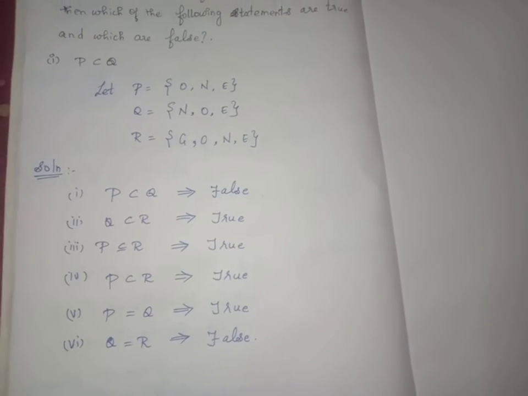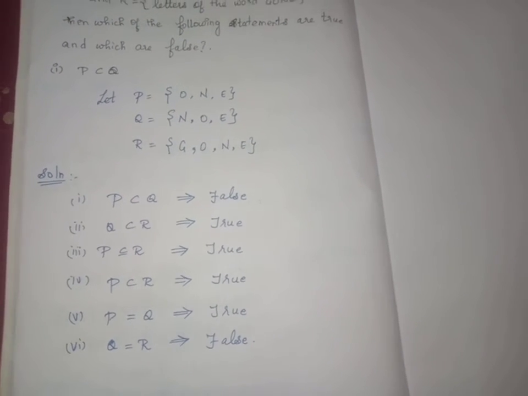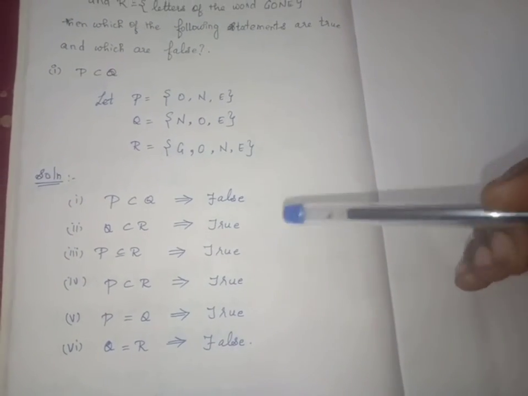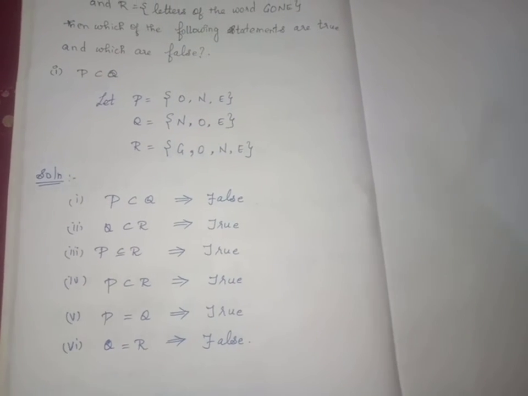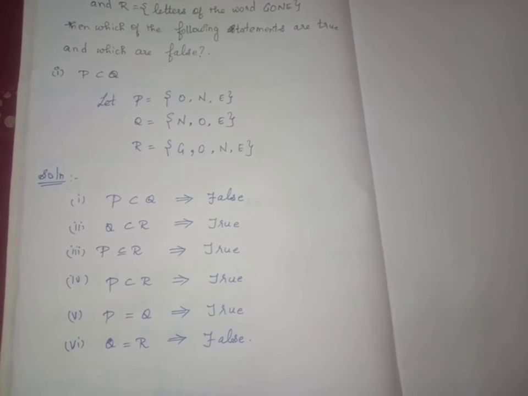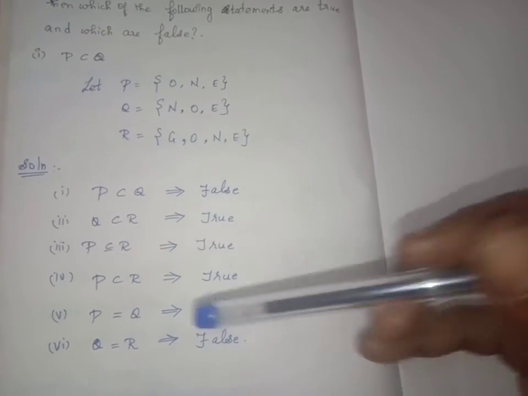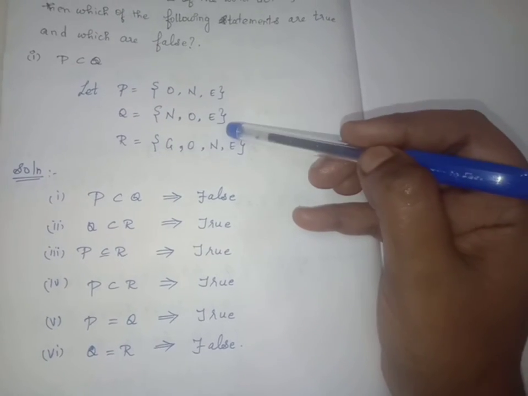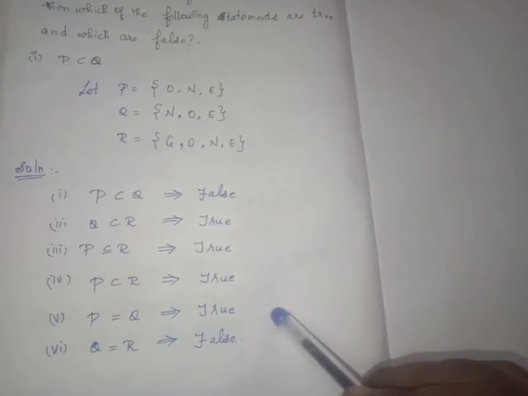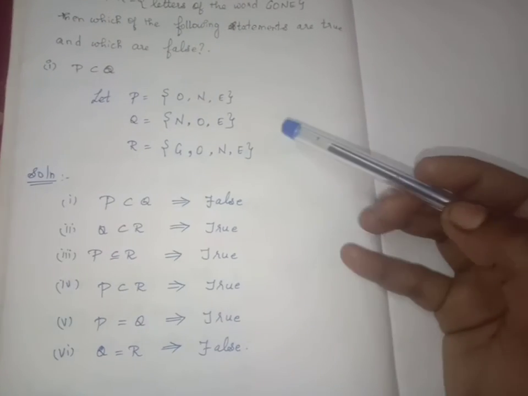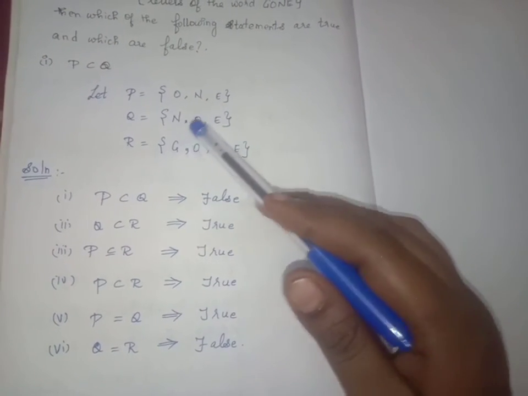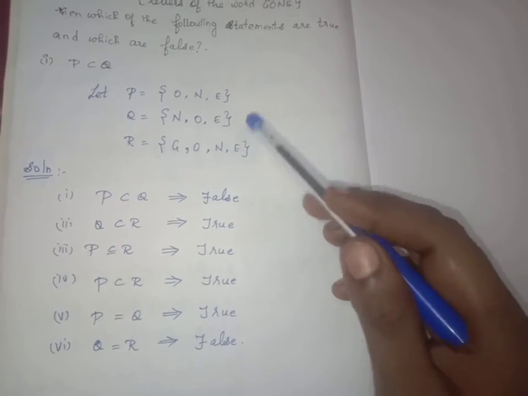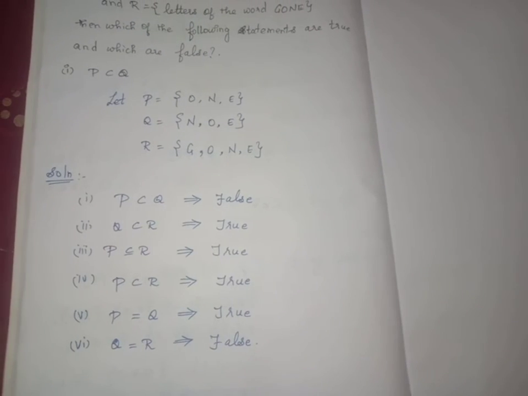The fifth sum, P is equal to Q, that means an equal set. What is the condition for an equal set? All the elements will be in the second set also. So the two sets have the same number of elements and the same elements. So P and Q are ONE, NOE. All the elements are the same and the number of terms is also the same. So it's a true statement. In the last, Q is equal to R is a false statement, because Q has NOE but R has an extra G, and G is not in Q, so it's not an equal set. So it's a false statement.